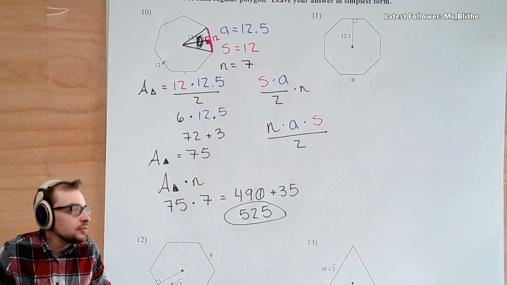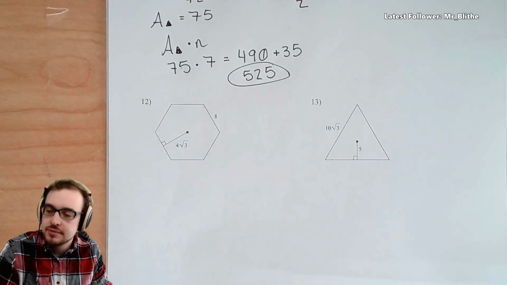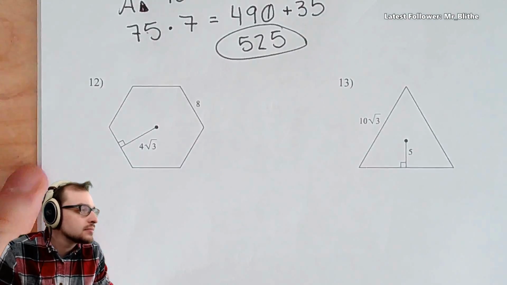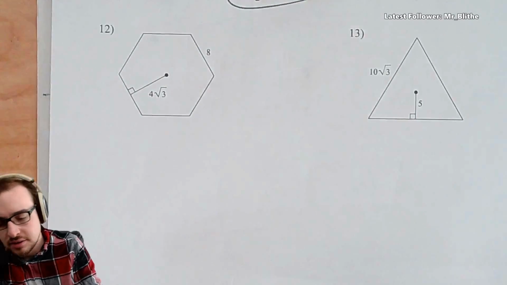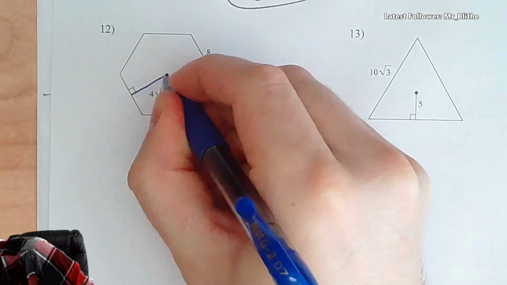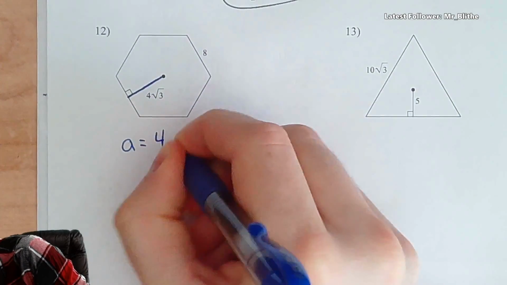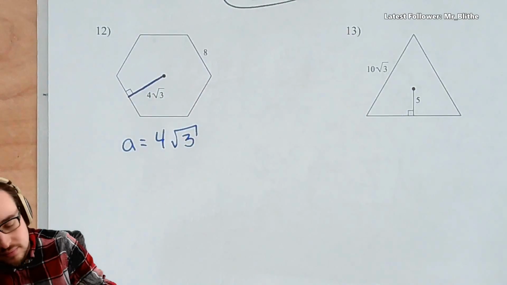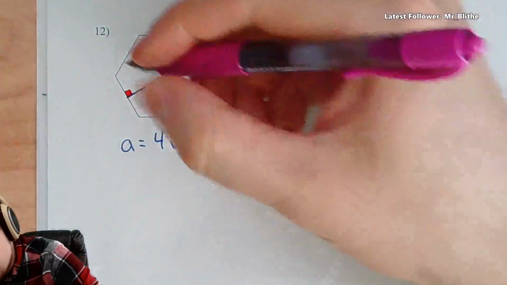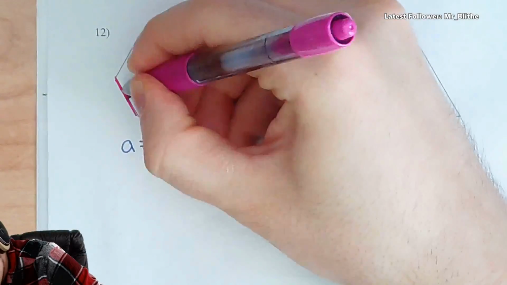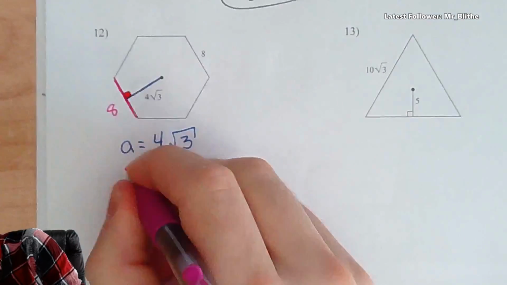I'll leave number 11 for you. Same problem. Let's look at number 12. So our apothem is 4 root 3. And our side length is 8. So S is going to equal 8.